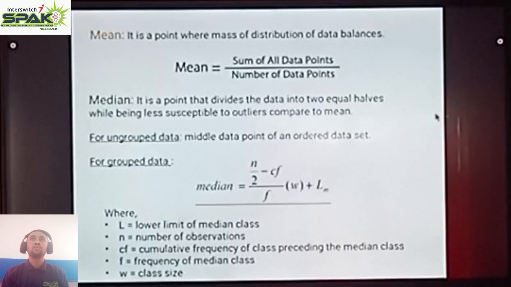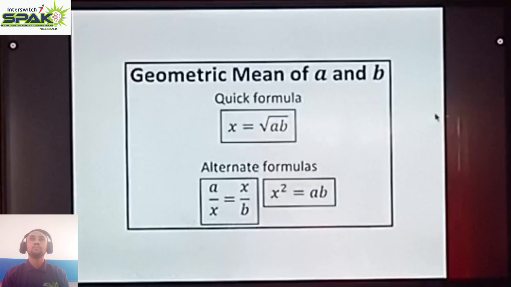Now let's go to mode. Okay, before mode, we have the geometric mean. Don't forget I spoke about arithmetic mean, geometric mean, and harmonic mean. So geometric mean is calculated by, when you have two numbers, the square root of the product of the two. When you have three numbers, the cube root of the product of the three. When you have four numbers, the fourth root of the product of the four, and so on and so forth. That is how you calculate geometric mean.